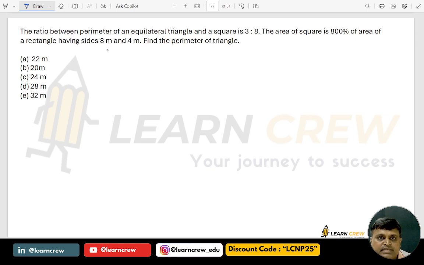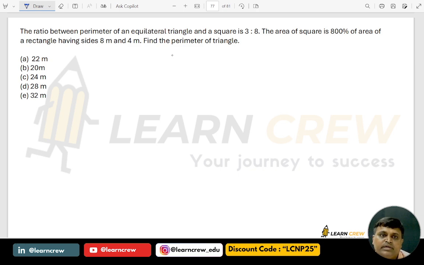Next one, the ratio between the perimeter of an equilateral triangle and a square is 3:8. The area of the square is 800% of the area of a rectangle having sides 8 meter and 4 meter. Find the perimeter of the rectangle. So here, see the perimeter of a triangle. The ratio between the perimeter of an equilateral triangle and a square is 3:8.